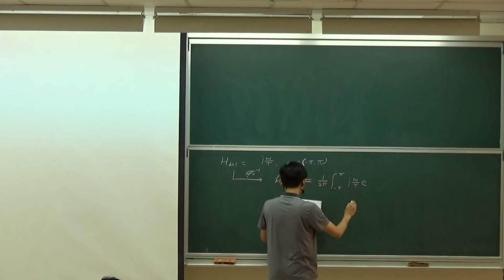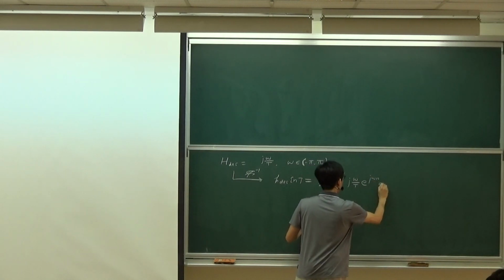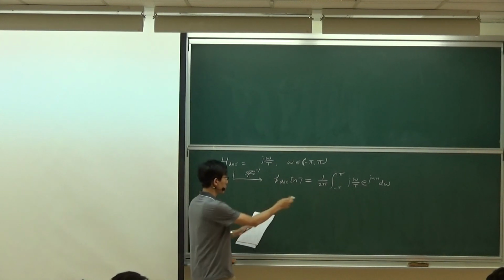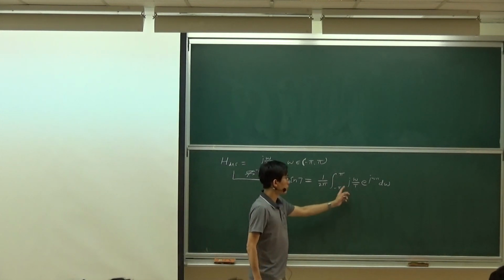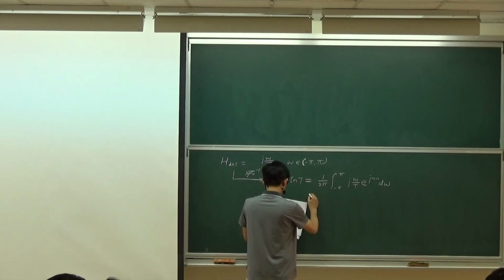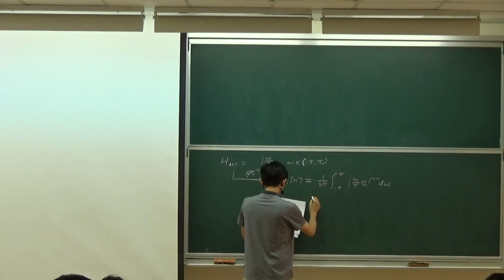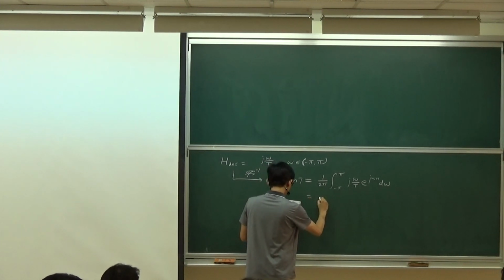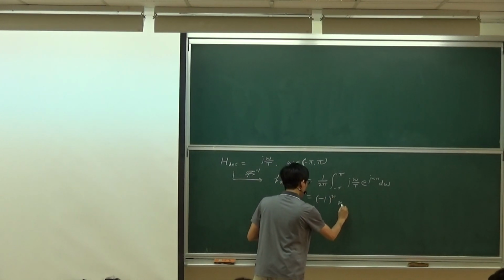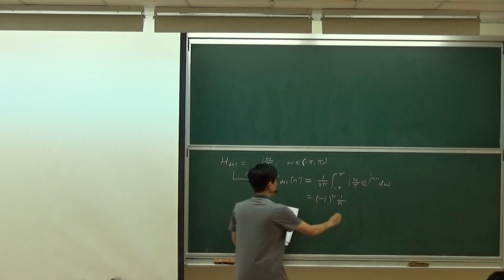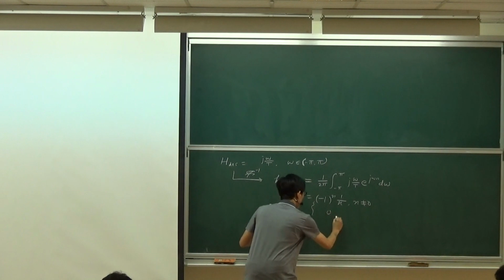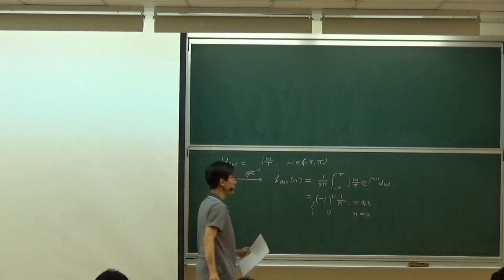We project it back onto e to the j omega n, and then we take the integral over all possible omega. You can do this, and actually we can have a closed form. I'll leave out the detail. Actually, the result is very simple, I want you to take a look. The result is very simple, really, for n not equal to 0, and it is 0 at n equals 0. That's the result.